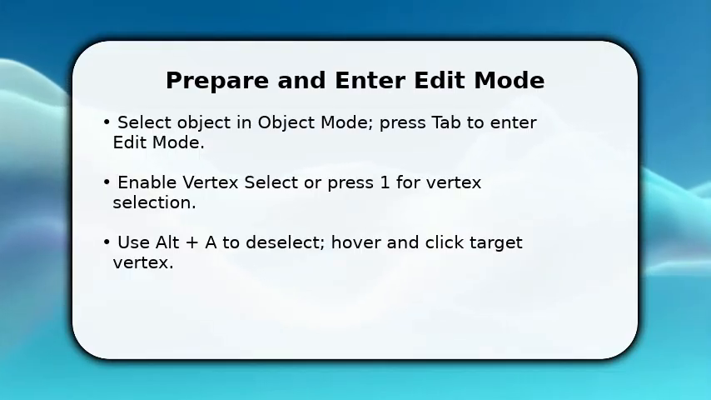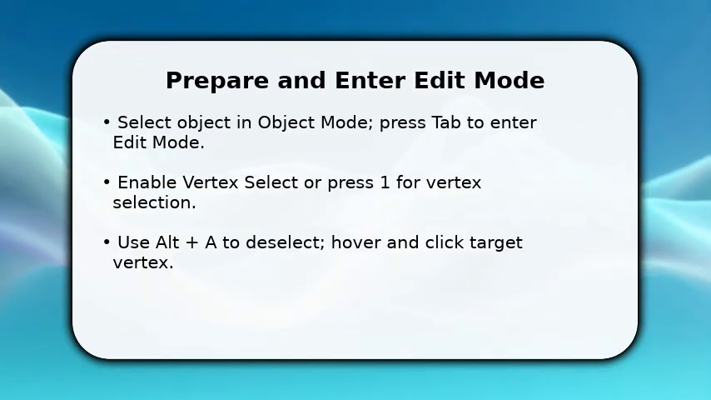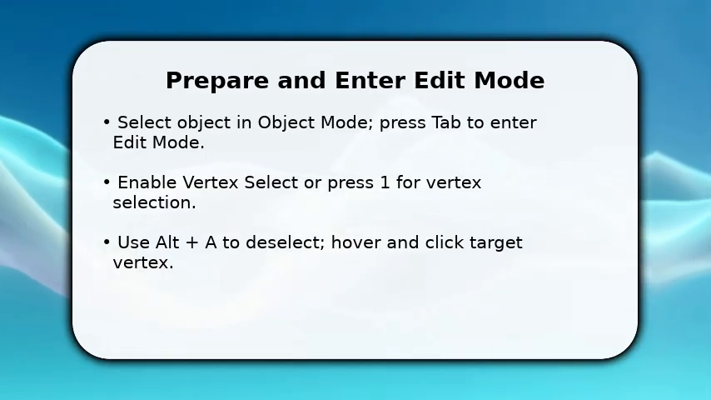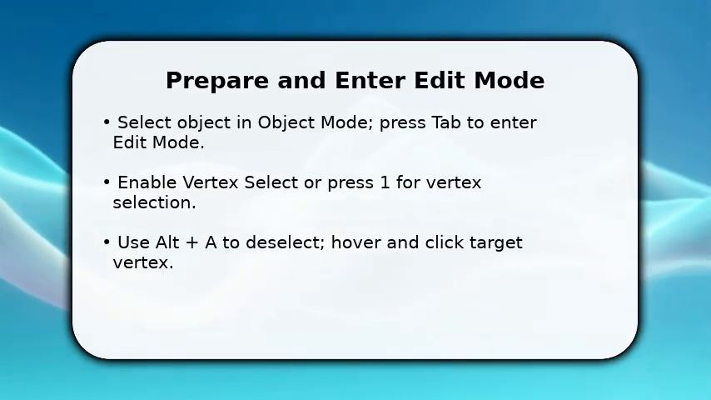You start by selecting your Mesh and pressing Tab to enter Edit mode. This gives you direct Vertex control. Make sure Vertex Select is active or press 1, because Edge or Face modes will prevent the exact removal.